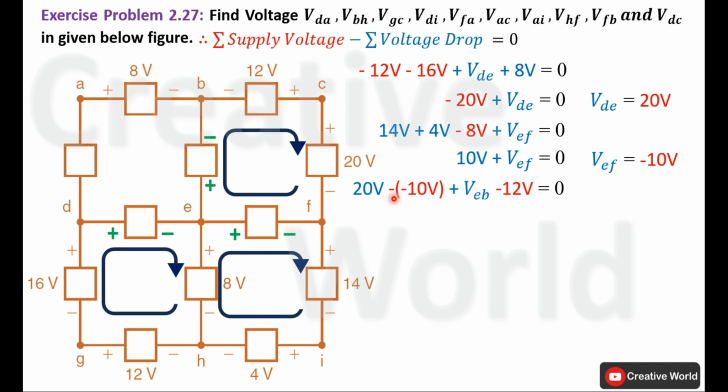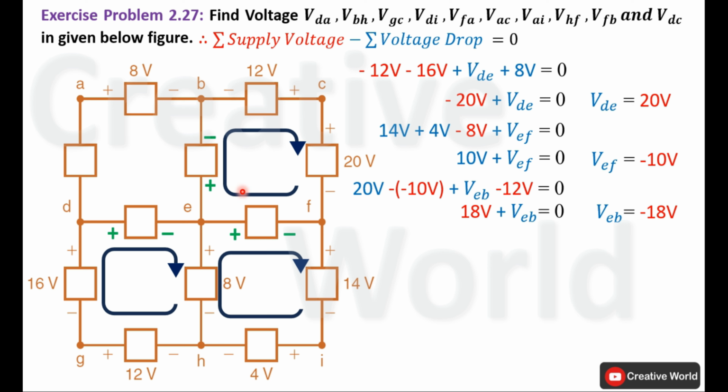Now solve this equation to calculate voltage across this element, that is labeled as VEB. Open the bracket, this minus will multiply minus inside the bracket, it will become positive. So plus 10 and plus 20 will become plus 30. Plus 30 minus 12 will become 18 volt plus VEB equal to 0. Now place this 18 volt on the other hand side of equal to calculate the value of VEB, that will become minus 18 volt. Minus 18 volt is appearing across this element with these polarities.